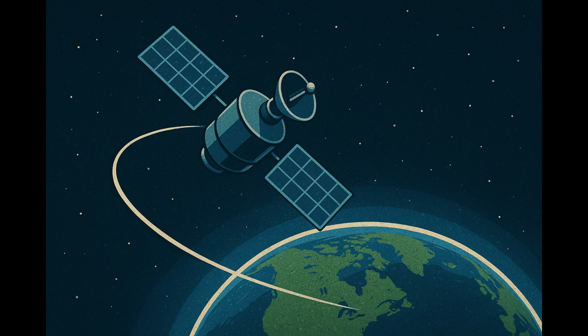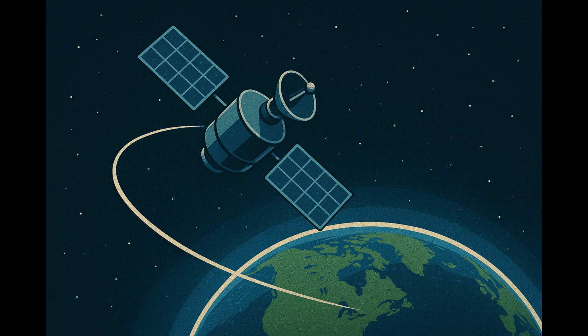Atmospheric drag and corrections. Satellites in lower orbits experience atmospheric drag, a tiny friction from particles in the upper atmosphere. Over time, this slows them down, causing their orbit to decay. To correct this, satellites use onboard thrusters to make slight orbital boosts. Without them, they'd eventually burn up like meteors.